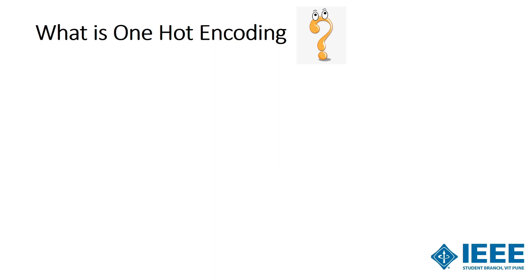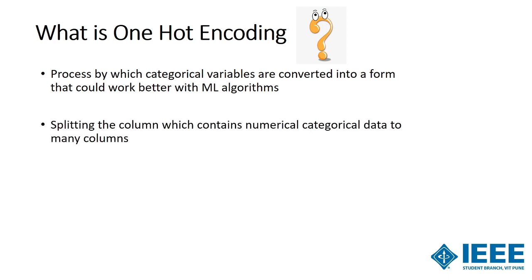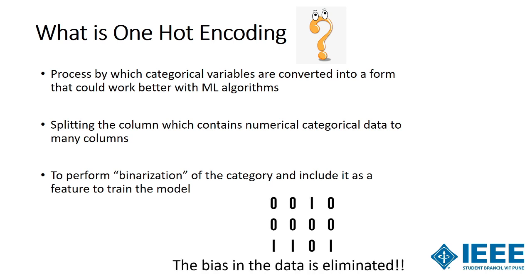Now what does One Hot Encoding do? One Hot Encoding is basically a process in which categorical variables are converted into a form that could be provided to a machine learning algorithm to do a better job in prediction. What better job does it do? Let us see. It essentially splits the column which contains numerical categorical data into many columns depending on the number of categories present in the column. Each column is then binarized, that is converted to zeros and ones, and in this manner the bias is eliminated.